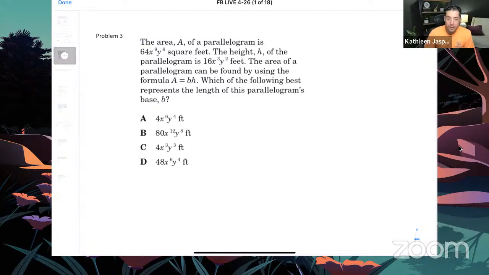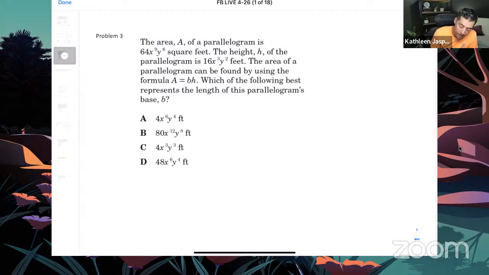Area A of a parallelogram is 64x^9y^6 square feet. The height h of the parallelogram is 16x^3y^2 feet. The area of a parallelogram can be found by using the formula area equals base times height. Which of the following best represents the length of this parallelogram's base b? So you're like, what in the world? How can I figure this out?